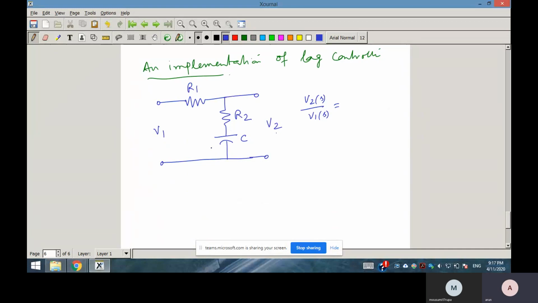So what is the current through it? Current through this loop will be V1 divided by R1 plus R2 plus 1 by CS. So what is the voltage then? This voltage is R2 plus 1 by CS into that current. What is the current?